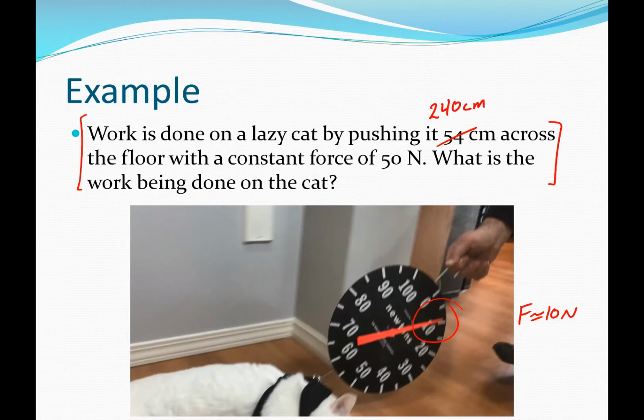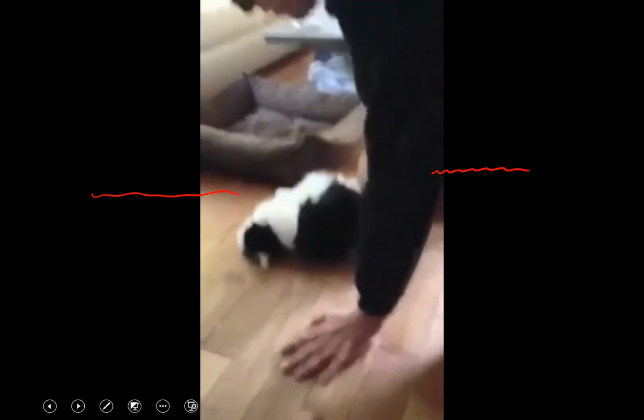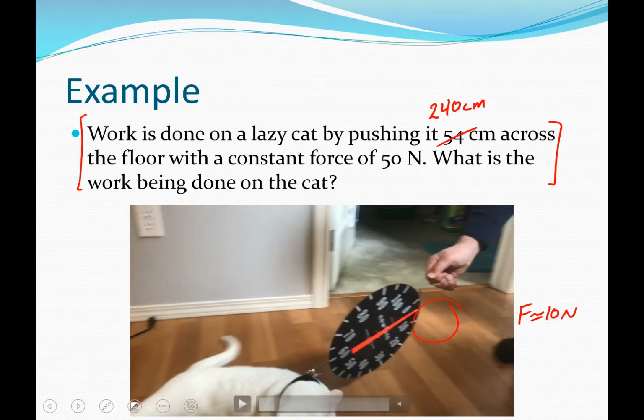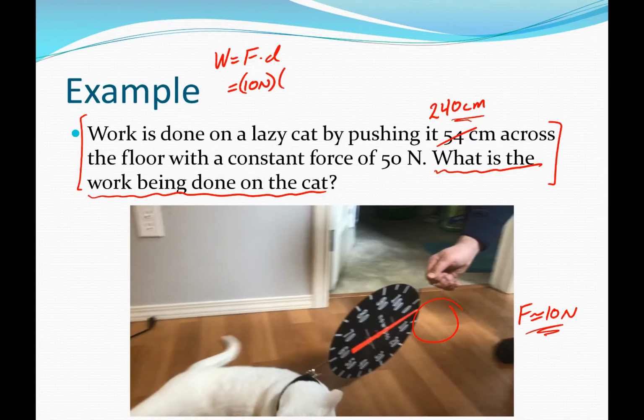And to figure out the amount of work being done, because that's what the question's asking: what is the work being done on the cat? We need our formula, right from our formula sheet, of work equals force times distance. We have the force, we have the distance, so it's just a matter of multiplying those together. So work would equal 10 newtons multiplied by the distance in meters, 2.40 meters. And so we're looking at about 24 joules of work.